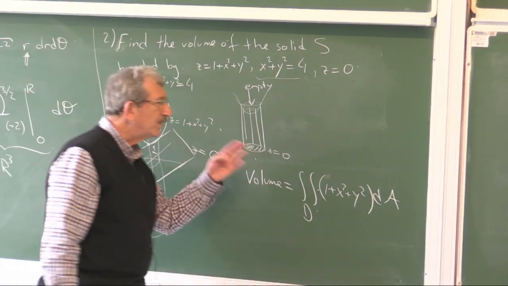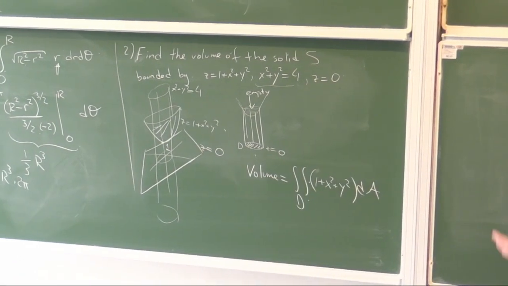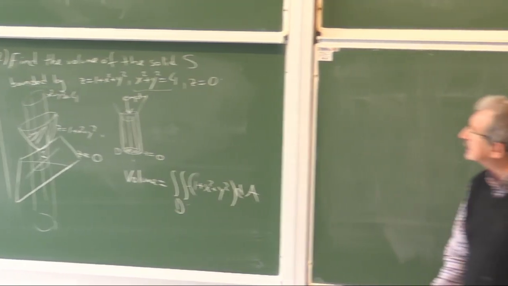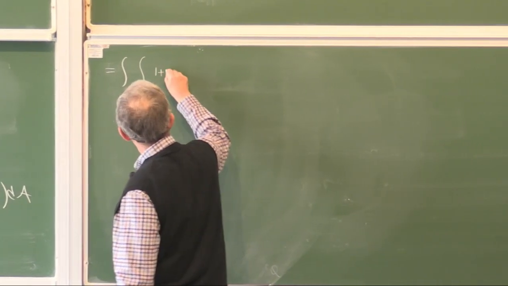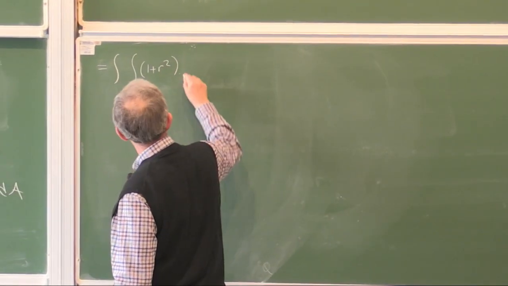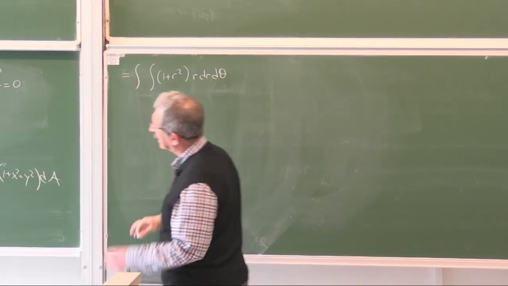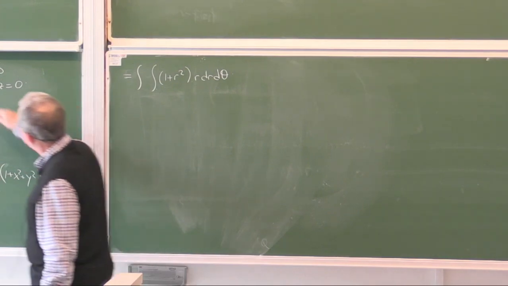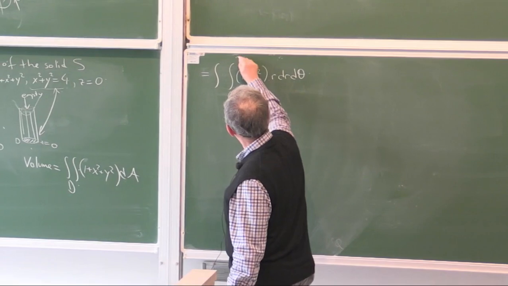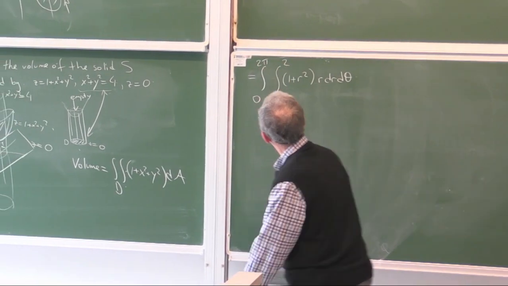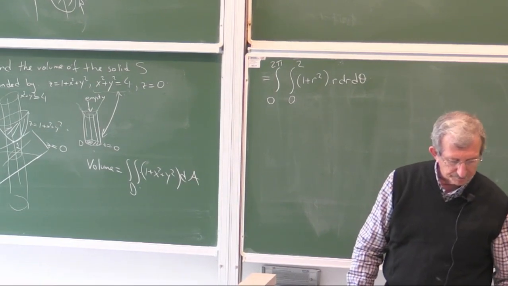Now, because we are dealing with a circle at the bottom, of course, it's a good idea to use polars. So this becomes, in polars, 1 plus r squared, times r dr d theta. And because D is a circle with radius 2, r goes from 0 to 2 and theta from 0 to 2 pi, and you can easily evaluate this.